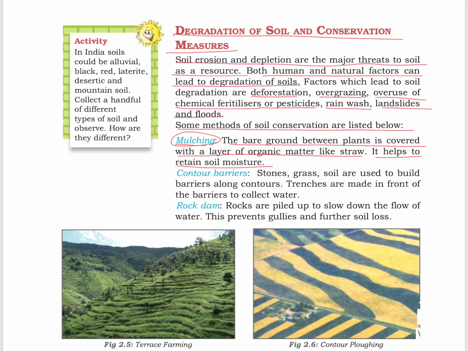Next is contour barriers. Stones, grass, soil are used to build barriers along contours. Trenches are made in front of the barriers to collect the water. This is to store the water. Next, we have rock dam. Rocks are piled up to slow down the flow of water. This prevents gullies and further soil loss.